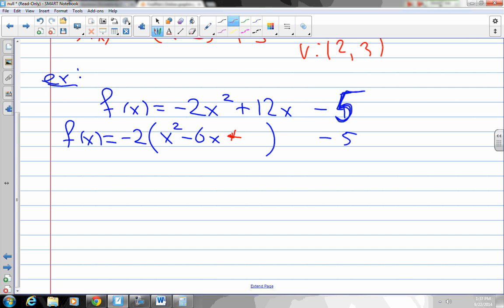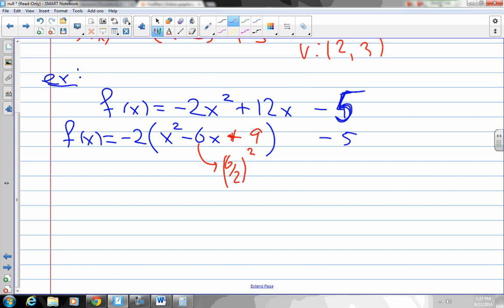5? 9? Oh, yeah, 9. Did you say 9? I heard 5. 9. How did you get 9? Well, 1/2 of whatever that number is. So it's 6 over 2 squared. So you're going to add 9. Right? So now whatever's inside that parenthesis is a perfect square. That factors into a perfect square.